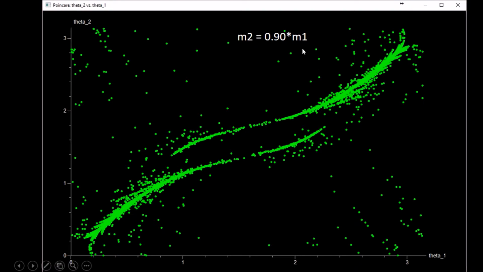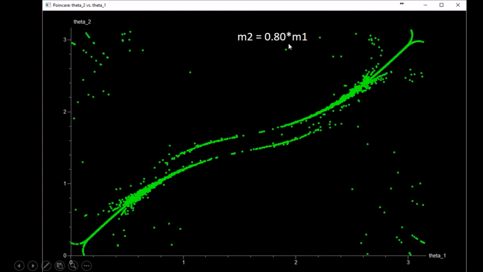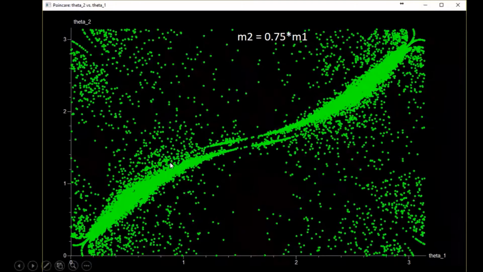If we make M1 less than M2, so the top one is 90% of the bottom one, then this gap starts to close in and these arms start to reach toward each other a little more. Again, here is them being equal. Here's M1 being 90% of M2. We can keep going down. This one is 80% of M2, so you notice they're starting to become more parallel to each other.